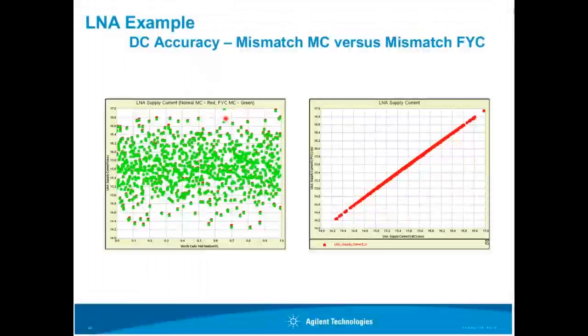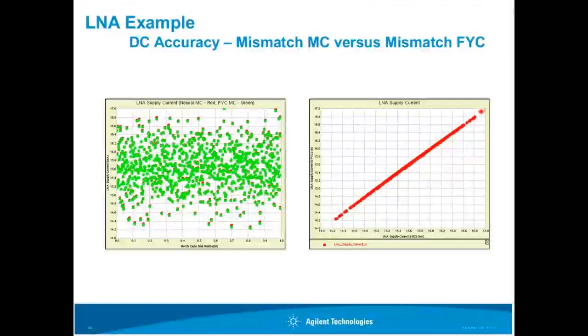Another way to look at this same information is to plot the figure of merit from normal Monte Carlo as the x-axis. So I have my supply current as the x-axis from normal Monte Carlo, and my supply current from fast yield contributor mismatch analysis is the y-axis. And each of these dots represents one of the 1,000 runs. And you can see that I have a very good linear agreement from corner to corner on that result. So I have very good, believable results.